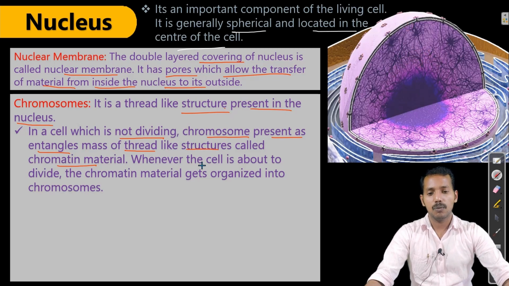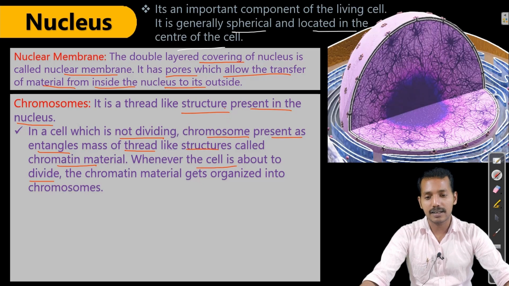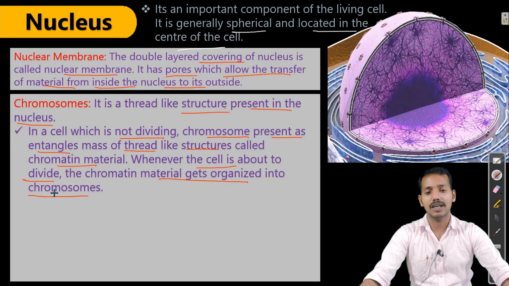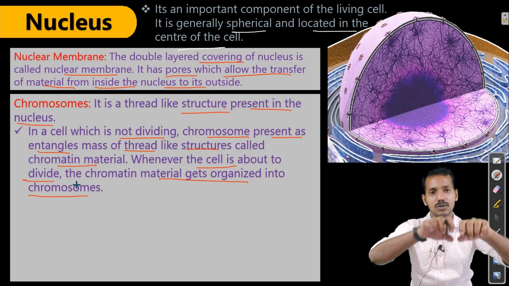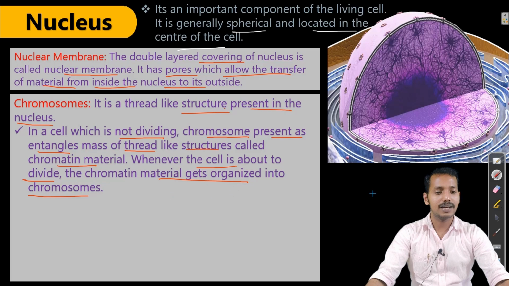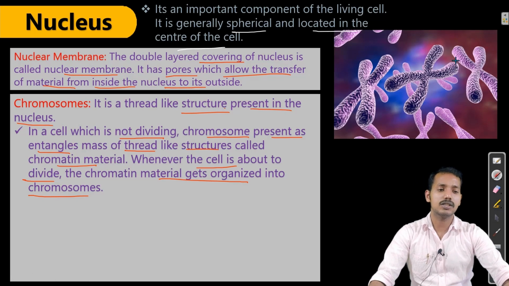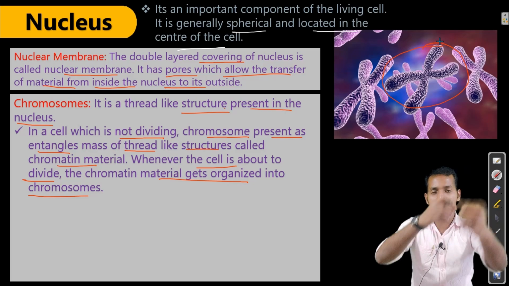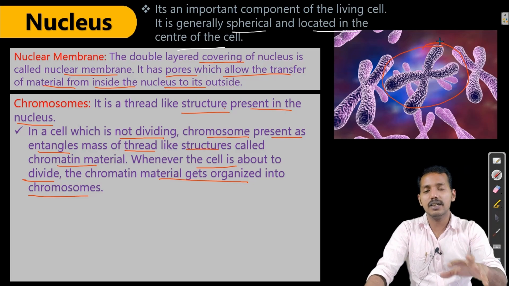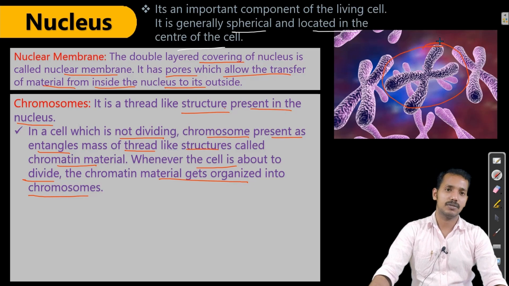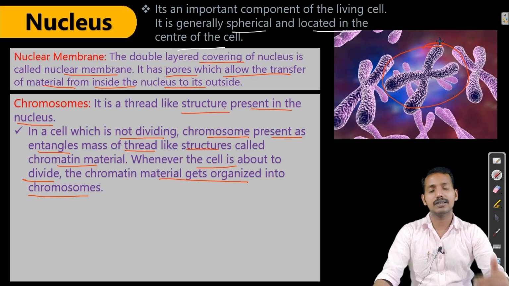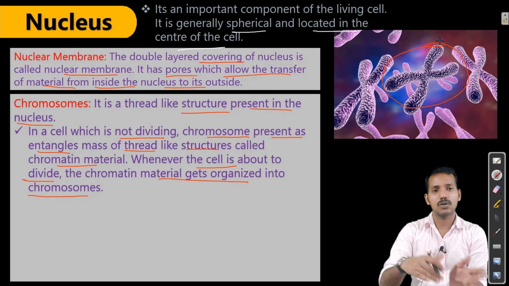But whenever the cell is about to divide, the chromatin material gets organized into chromosomes. That means it is organized into the rod-like structure that is called chromosomes. This is the way chromosomes form. So this rod-like structure of chromosomes will be seen only during the division of the cell, when the cell is about to divide. Otherwise, it is present as chromatin.